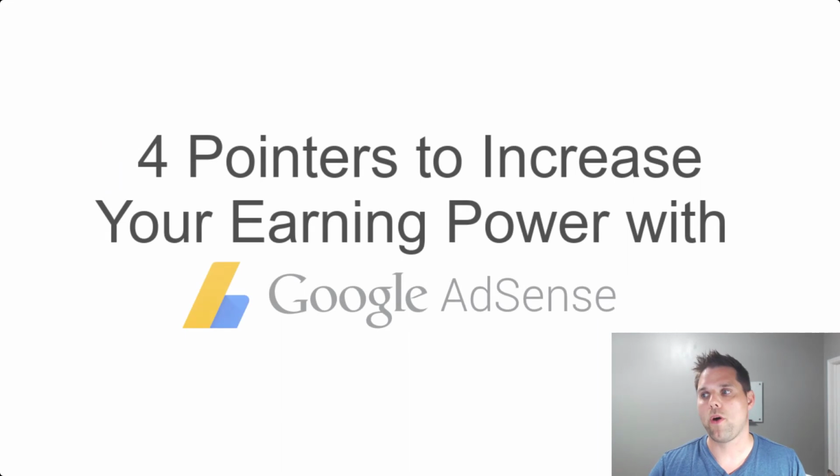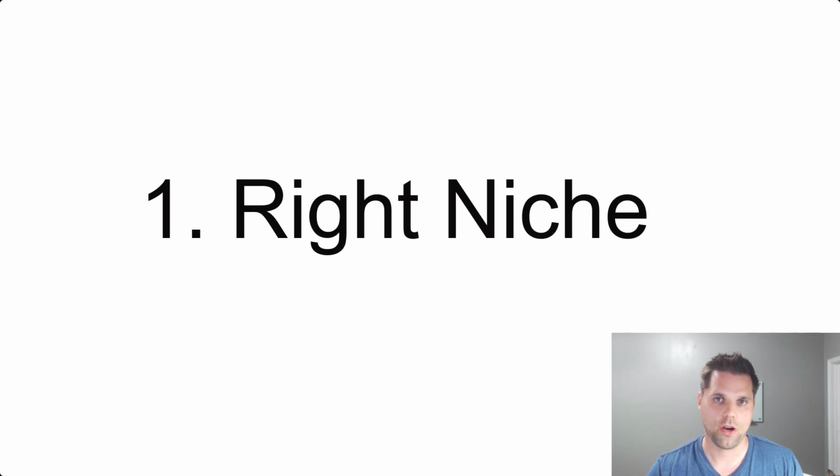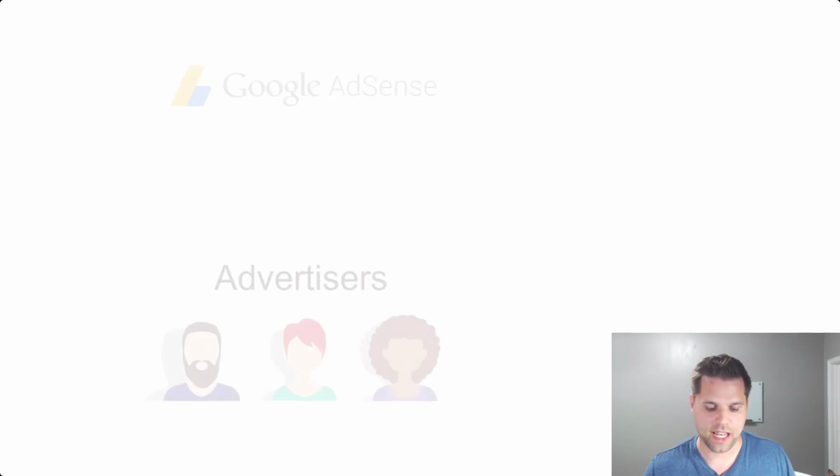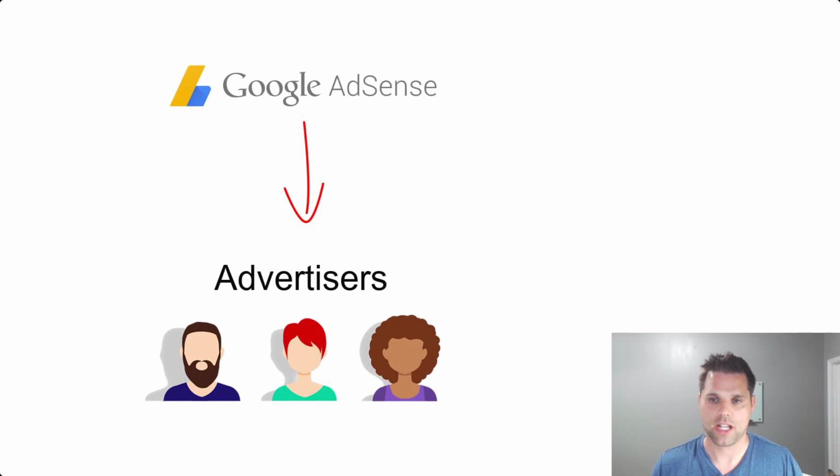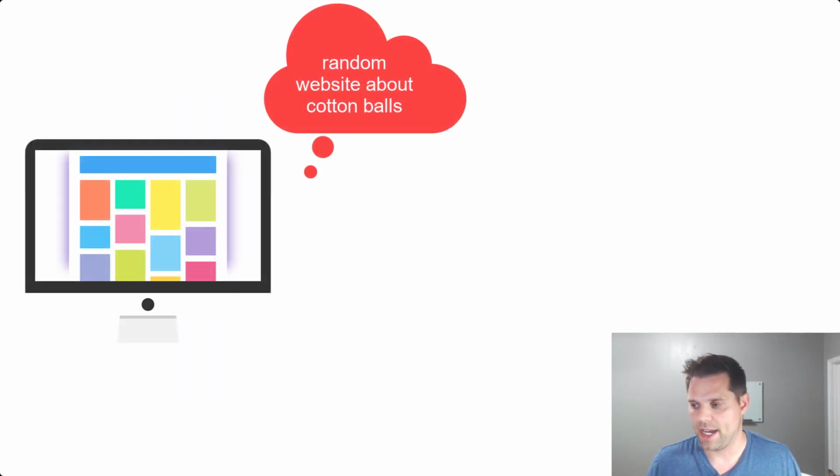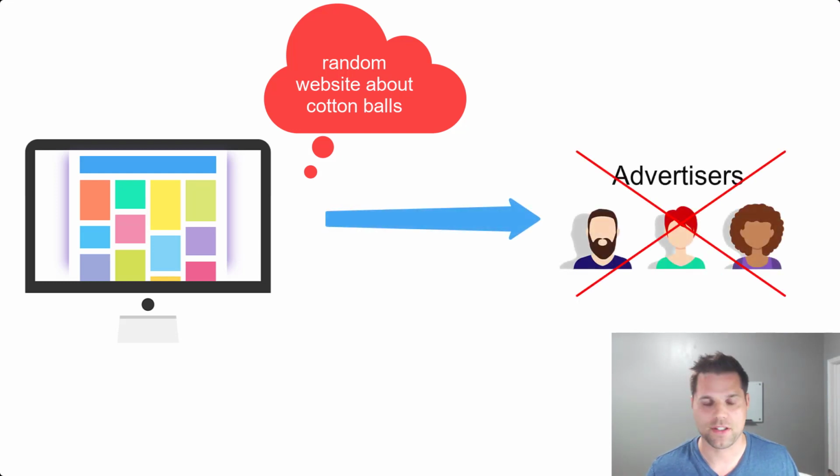But there are really four pointers that I have to increase your earning power with Google AdSense. Number one is you have to pick the right niche, okay? One of the things to understand about AdSense is that it's really based off of advertisers. So if you have a website that is about a totally random thing like cotton balls, right? And it's a website all about cotton balls, and it talks about the best cotton balls out there, for makeup and things, it just talks about cotton balls. There's not a lot of people advertising for that, right? For obvious reasons.